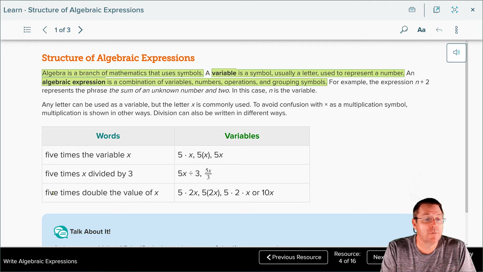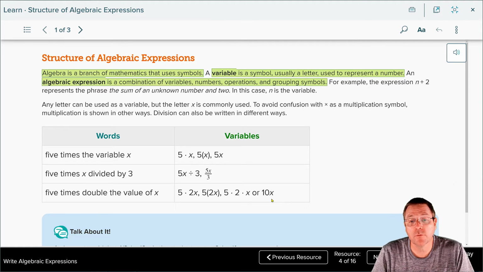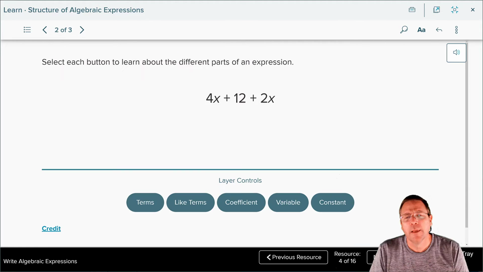And then if you wanted to do 5 times double the value of x, that would be 5 here times with a dot 2x, or 5 times in parentheses 2x, or you could do 5 dot 2 dot x, or what's 5 times 2? Well, that's going to be 10, so you could call it 10x.